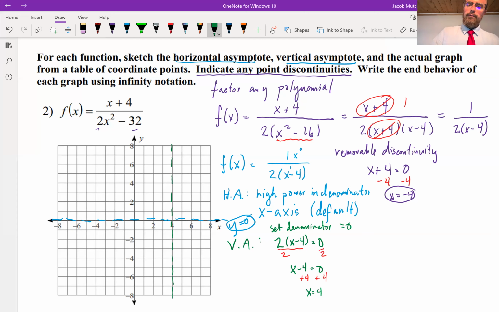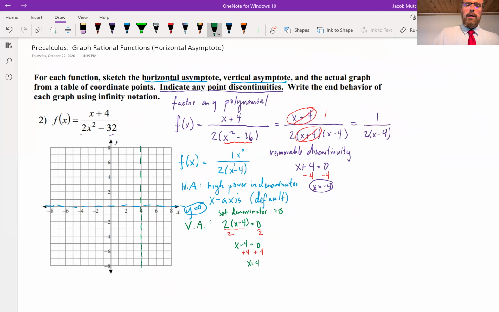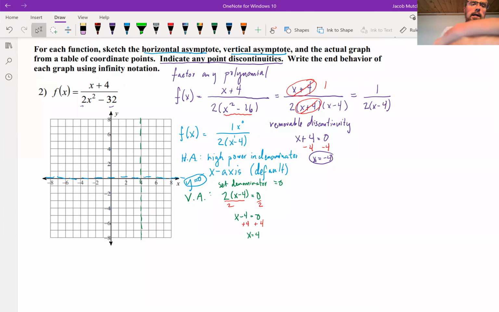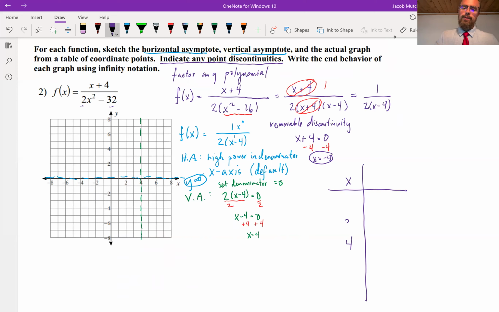So I need to create room here for a table. And let's calculate this table manually using our simplified function. So I'm going to put x. And I'm not going to go -2 through +2 because I really need to center my domain around the vertical asymptote. So if that one's at 4, I'm going to reverse to 3 and 2 and go forward to 5 and 6.